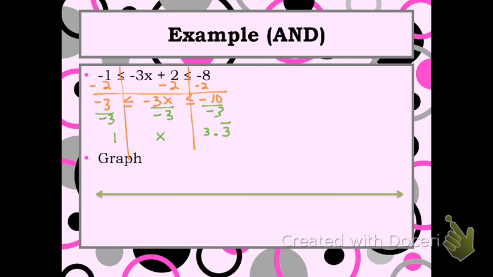Now, don't forget that we divided by a negative, which means I need to flip the inequality signs. And this would be equivalent to 1 is greater than or equal to x, and x is greater than or equal to 3.3 repeating, which is the same thing as this.